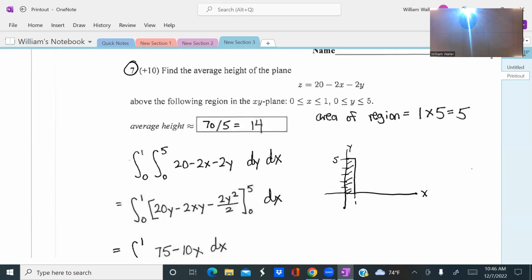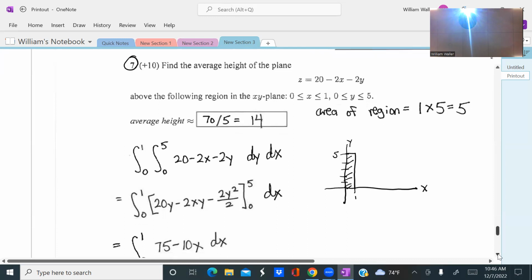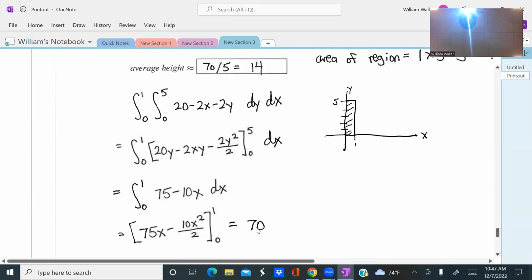Z equals 20 minus 2x minus 2y. Since I'm going with dy first, my limits on y are 0 to 5 in this region. And then for x, my limits on x are 0 to 1 in this region. And then we just evaluate that double integral. You can follow those steps pretty easily on the answer key. You'll see eventually it arrives at 70. But then we have to divide the 70 by the area of the region to get 14.